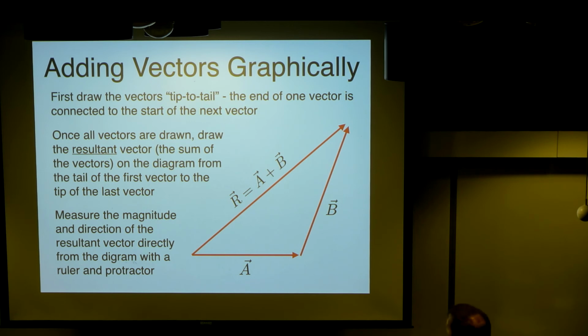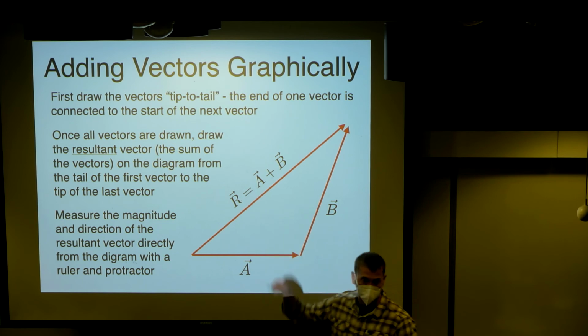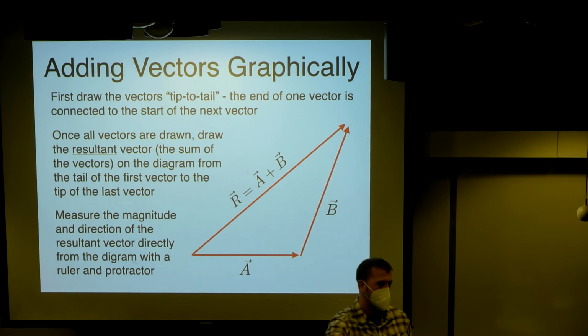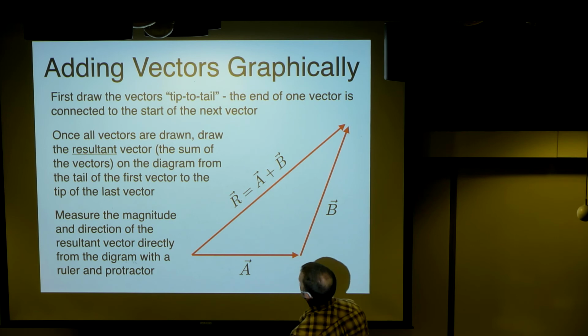So let's say I just want to add two vectors together. Let's say the vectors are A and B shown here. The sum of those two vectors is what we typically call the resultant vector. So the thing that we get after we add A and B is called our resultant vector. Okay? So I'm going to call it R = A + B.